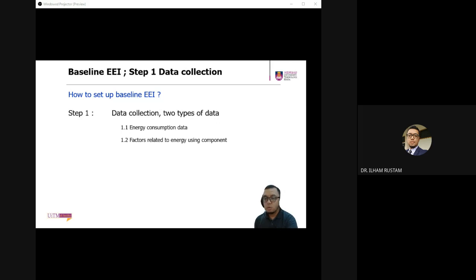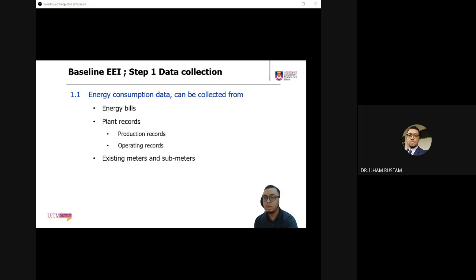Okay, so first we look into the first step, which is data collection. There are 2 types of data: energy consumption data, and also the output. You need to measure to quantify the input being given versus how much output is being produced, which in these terms is called factors related to energy use. For energy consumption data, you can get it from energy bills, the TNB bills every month, or plant records, production records, operating records, and also existing meters and submeters.